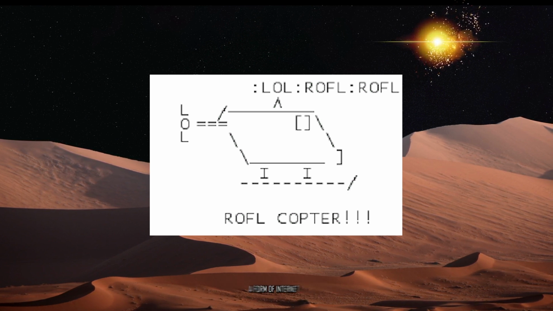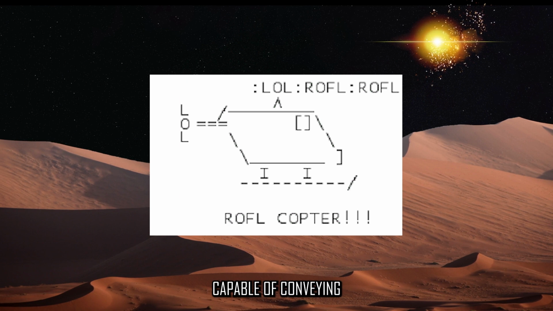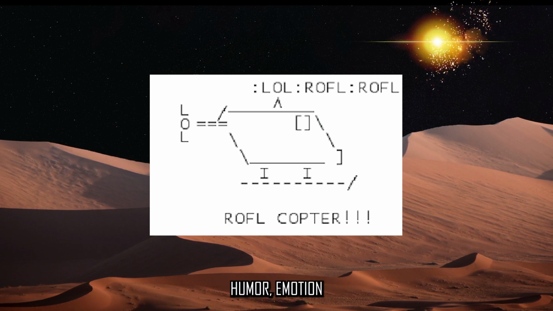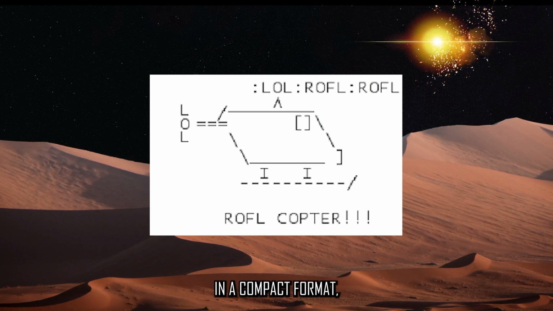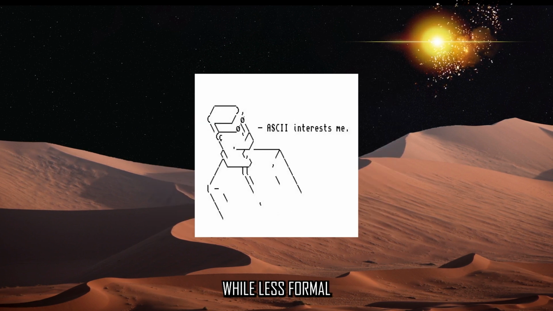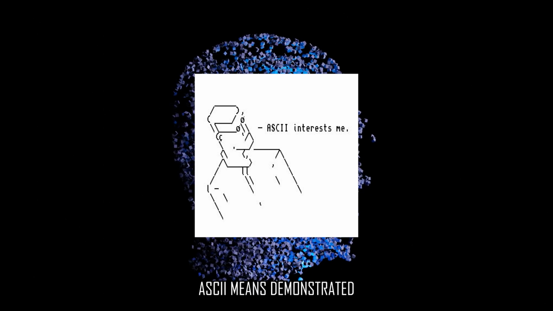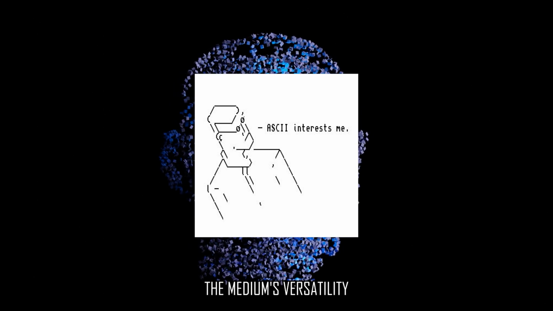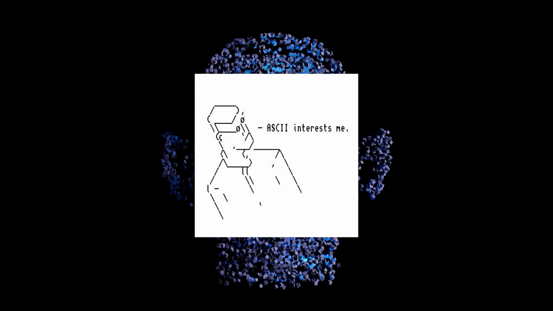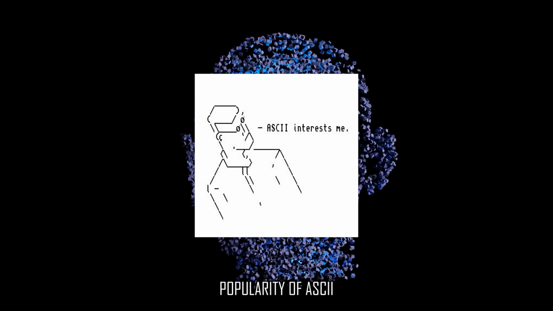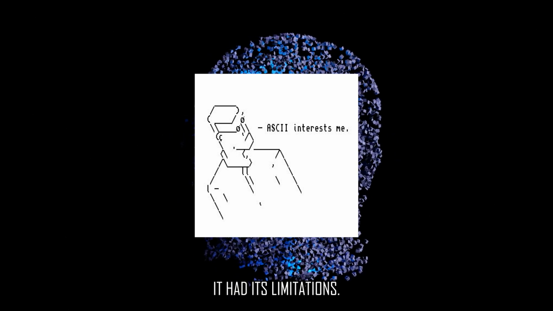ASCII memes became a form of internet shorthand, capable of conveying humor, emotion, and community identity in a compact format. While less formal and structured than the works of earlier groups, ASCII memes demonstrated the medium's versatility and enduring appeal. Despite the popularity of ASCII, it had its limitations.